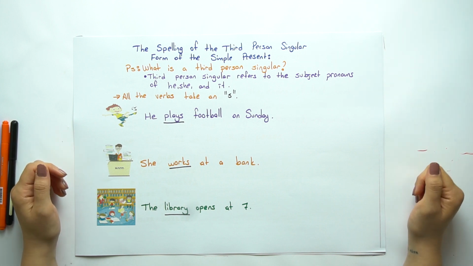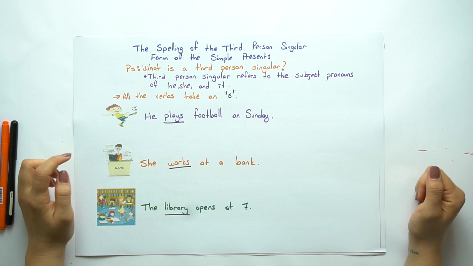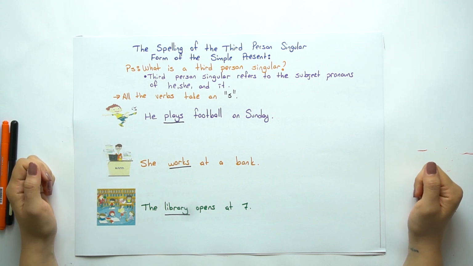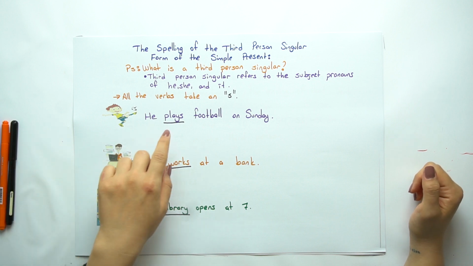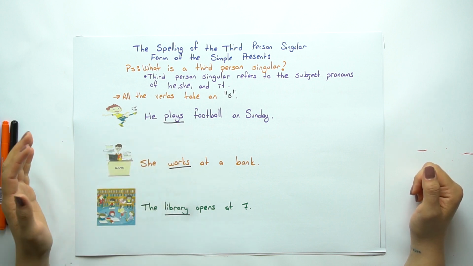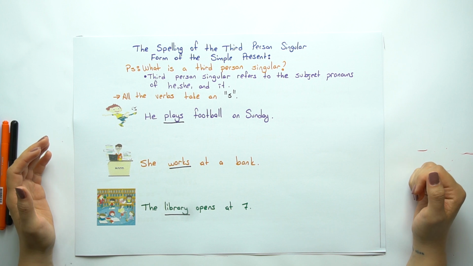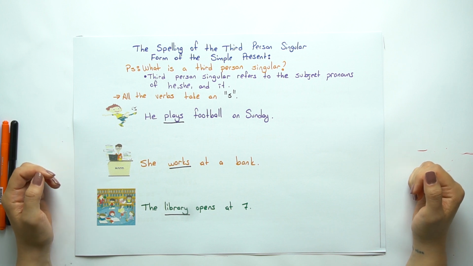So let's have a look at the examples, please. He plays football on Sunday. As you see, we add s to the verb. With I, you, we, and they subjects, we use just the verb itself.